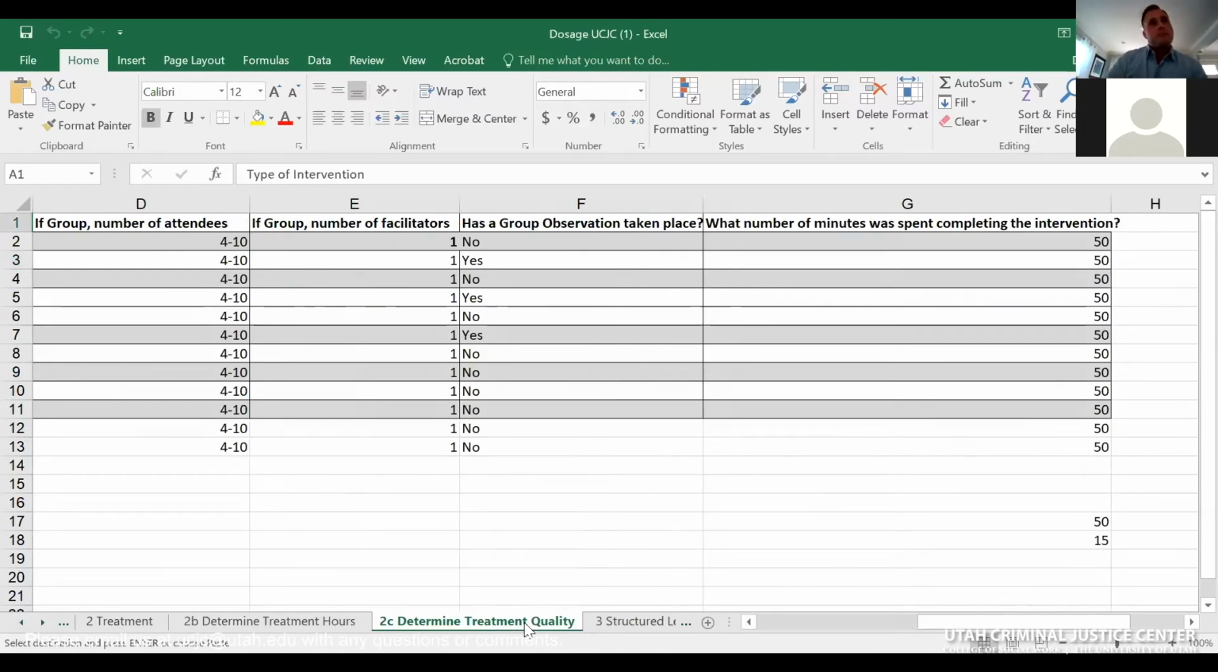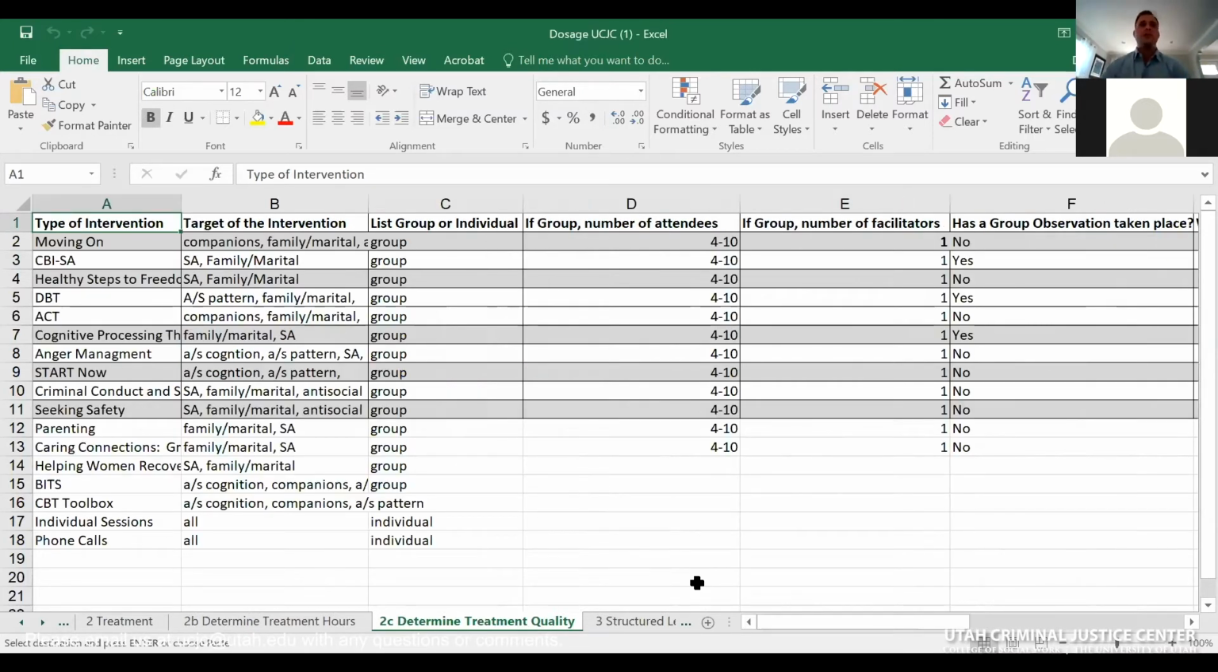The next tab is determining treatment quality. This is more of a program level tab. As I mentioned earlier, there's some individual level data that we're collecting, but also some program level data. This is a nice reference table that highlights the various interventions mentioned in the previous tab, 2B, but also might be the full array of services that this program has to offer.